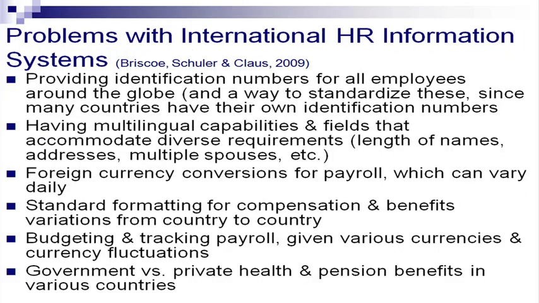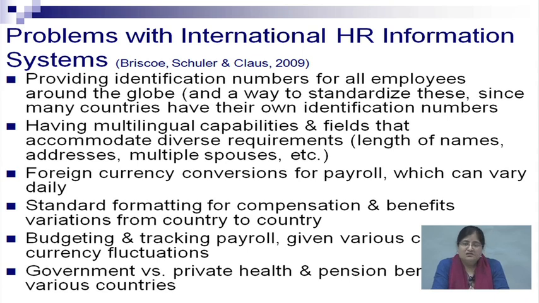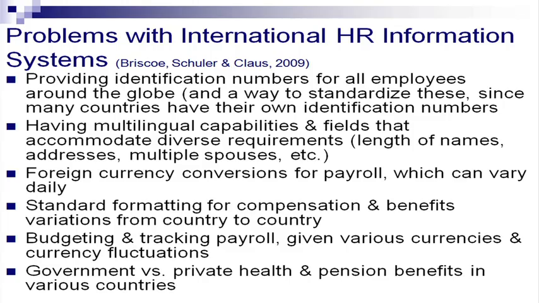Problems with international human resource information systems: providing identification numbers for all employees around the globe and a way to standardize these, since many countries have their own identification numbers. I mean, we use identification numbers to identify our employees. How many times can we remember them by names? Many times people with similar names or the same names may come up. So we assign unique identification numbers, and those have to be in line with the method of providing identification numbers in that country of operation. So the system has to be equipped to deal with these different complexities.